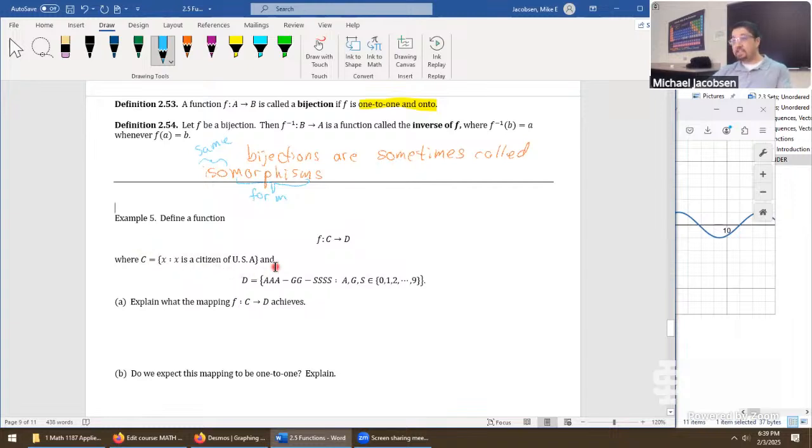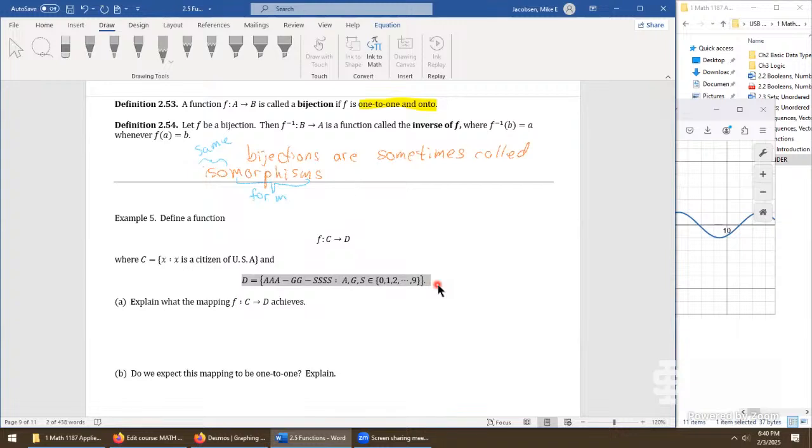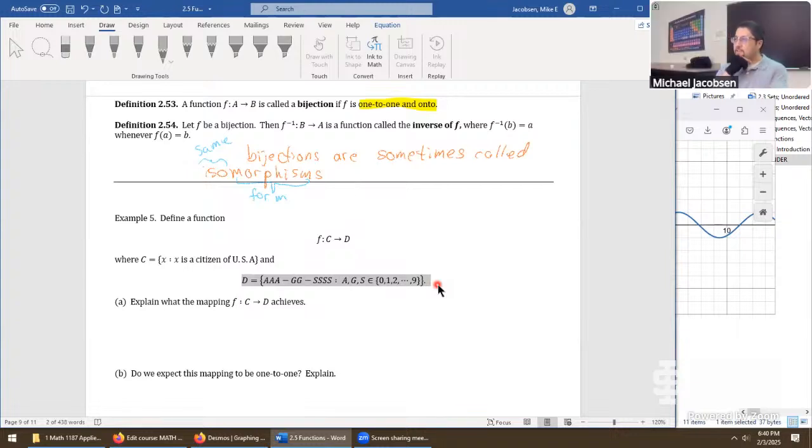And D is something entirely different. It's a type of string. We're putting together 3 digits, 2 other digits, 3 more digits, so some definite structure here, where the digits A, S, G are just 0 through 9. Anyone see what this would really be as a set, as it relates to the US government? Social security numbers. Absolutely. It's the set of social security numbers.